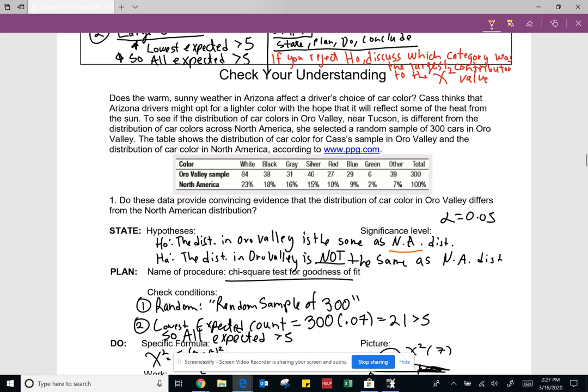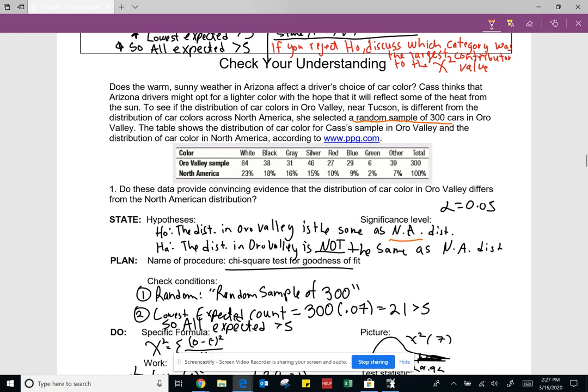So for random, we would quote that the random sample of 300, and that comes right out of the question right here, random sample of 300. And for large counts, we would say the lowest expected count is 300 times 0.07. Or you know what, actually, there is one that is smaller than that. So that wasn't a great one right there. So the smallest would really be this 2% one right there. So 300 times 0.02, and that's going to be 6. But 6 is still greater than 5, so we're still good there.